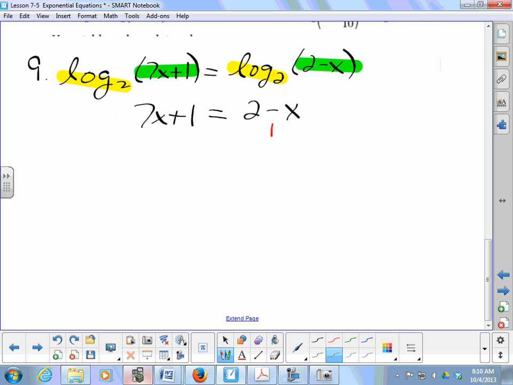So we add x to both sides. Remember, always move the smaller variable term if you have more than one, and subtract 1. So we get 8x equals 1, so x equals 1/8.